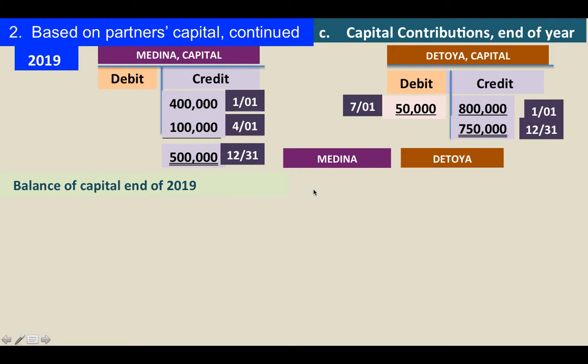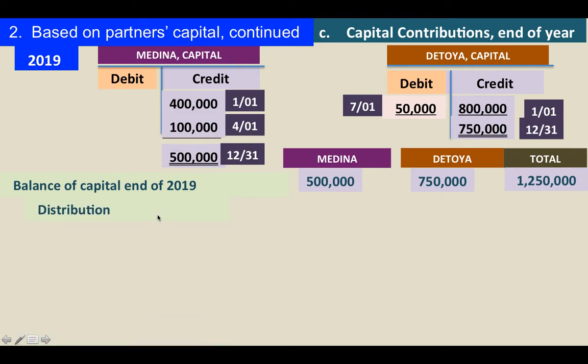So Medina has 500,000 and De Toya has 750,000, for a total of 1,250,000. So the distribution ratio is 5 is to 7.5, okay? Or you can express this in fraction, which is 5 over 12.5 or 7.5 over 12.5. And in percentage, just divide 5 by 12.5, you will get 40%. And for De Toya, it's 60%.